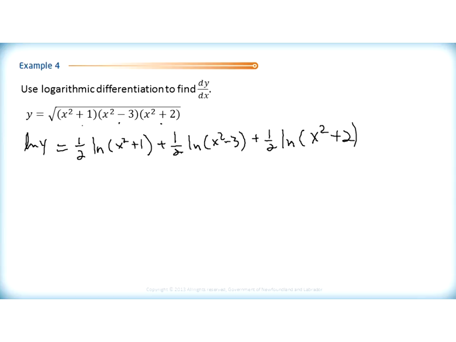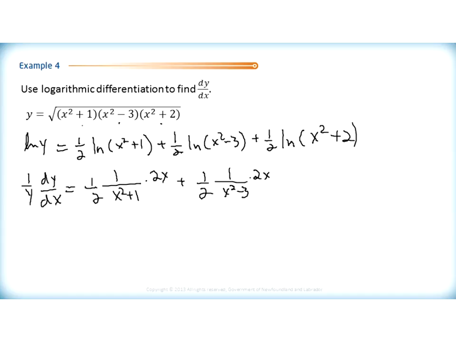Alrighty, so then what we're going to do is we're going to differentiate. So this is 1 over y, dy over dx, and that will be equal to here. So it's 1/2 of 1 over x squared plus 1 times 2x. Okay, that's going to be nice. Plus 1/2, oh, this whole thing is going to be nice, over x squared minus 3 times 2x, plus 1/2, yay, of 1 over x squared plus 2 times 2x. Okay, so that's all well and good.